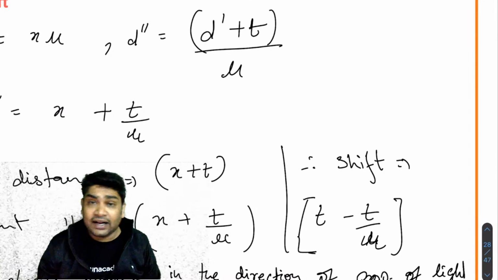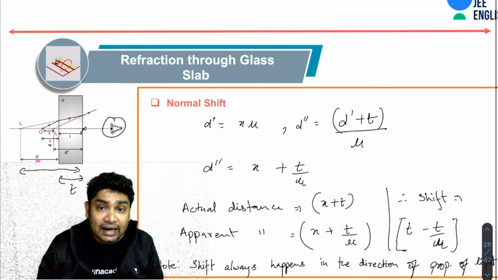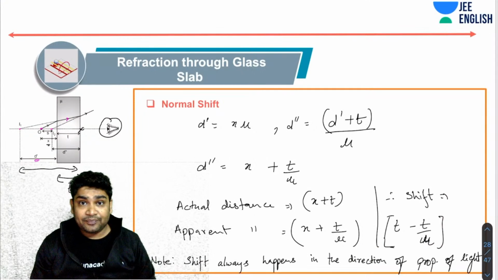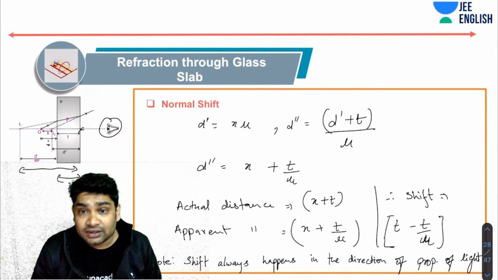So in whatever direction the light is traveling, in that direction you will have the shift. Okay, and the amount of shift would be this.